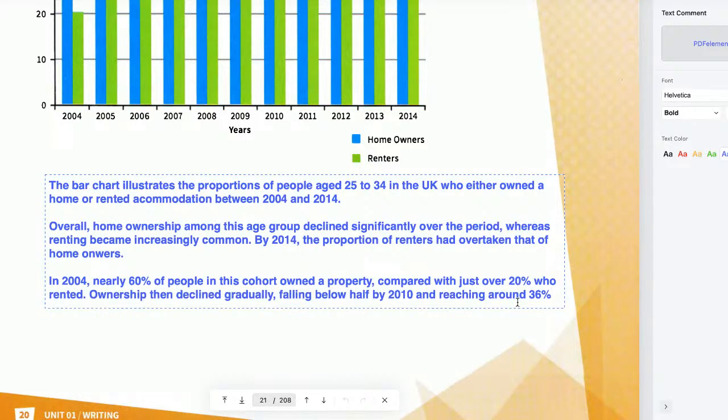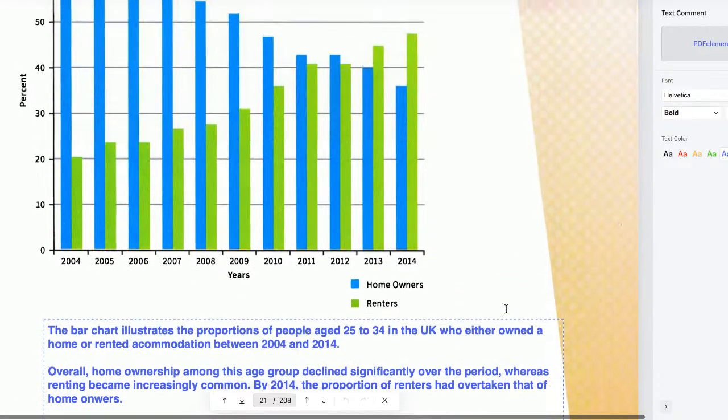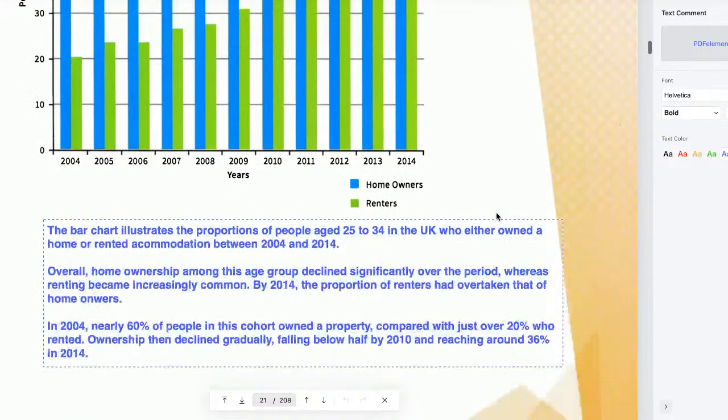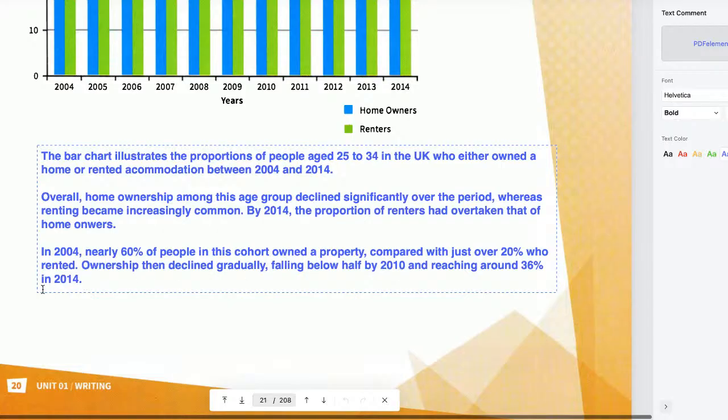In which year? In 2014. So remember, we use falling, verb-ing, and then we use reaching, verb-ing as well. And because we don't know for sure whether that is 36% or not, that's why we have to use around, right? Reaching around 36%, and don't forget the year. We cannot just say the number without a year, right? Around 36% in 2014. Okay? Done.